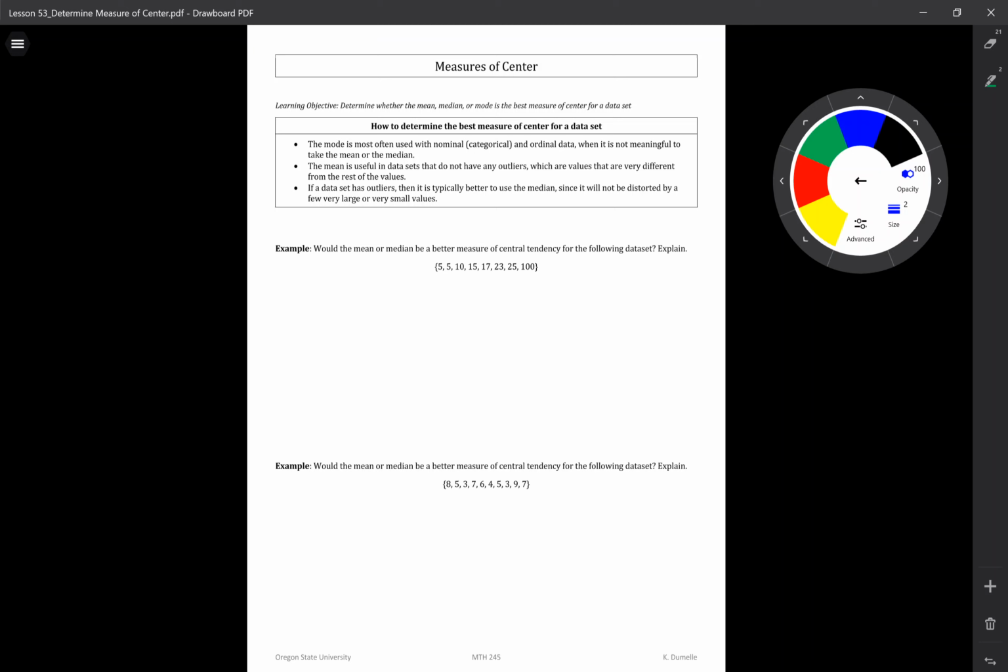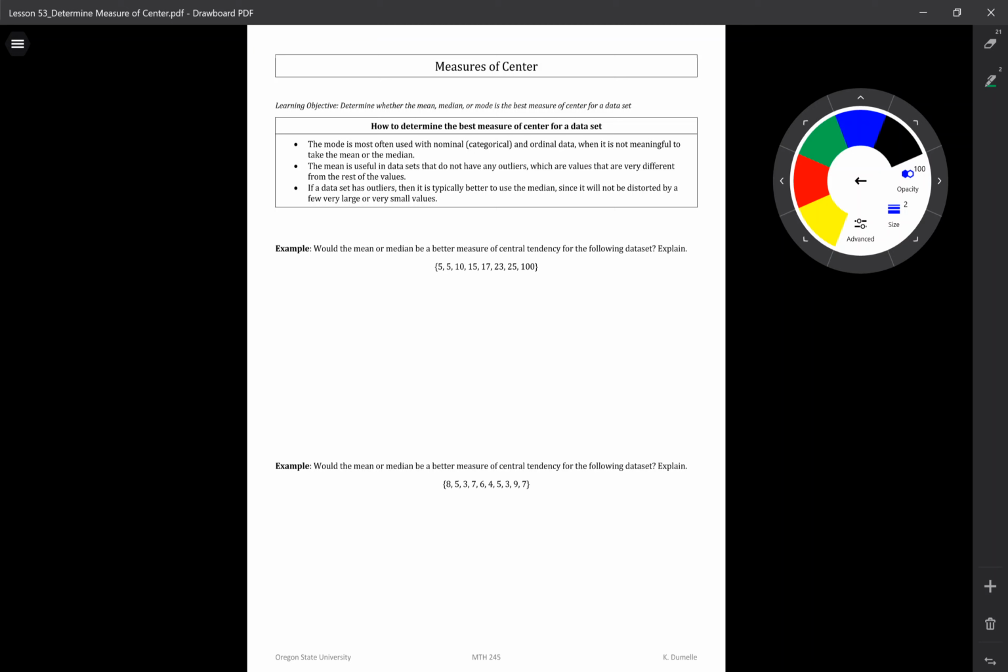So today we have two lessons, lesson 53 and 54. This lesson is all about measuring the center of a data set. So often what we care about when we take data sets is the average, but average is kind of a broad term, right? There are several different ways that we can measure the center of a data set. We have three different ways: mode, mean, and median.